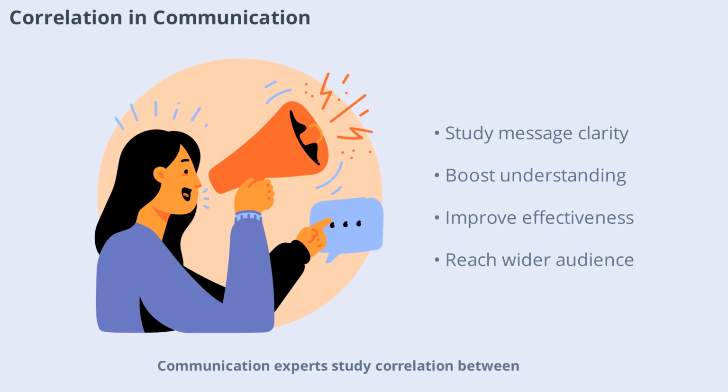Communication experts study correlation between message clarity and audience understanding. Clearer messages often lead to better comprehension. By analyzing these links, communicators can improve their effectiveness and reach wider audiences.